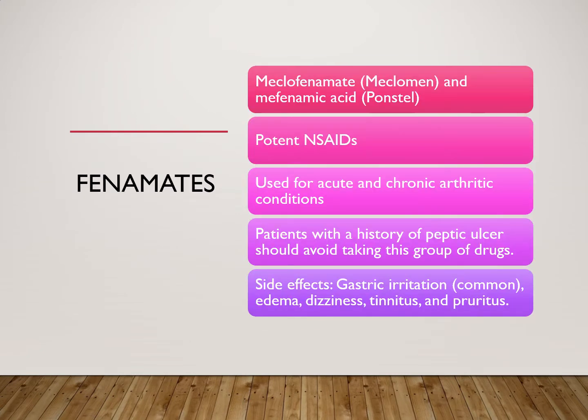All right, so fenamates: meclofenamate and mefenamic acid, which is Ponstel. These are potent NSAIDs used for acute and chronic arthritic conditions. Patients with a history of peptic ulcer should avoid taking this group of drugs. Side effects: gastric irritation, which is very common, edema, dizziness, tinnitus, and pruritus.